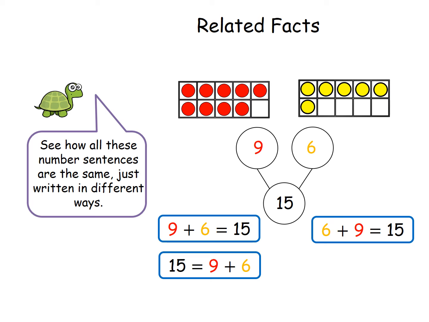This time I've got the whole and the equal sign first, but it's still the same thing. 9 add 6 is still 15. 15 equals 9 add 6. And 15 equals 6 add 9. They're all related facts. They're all a fact family of the same numbers, just written slightly different each time.